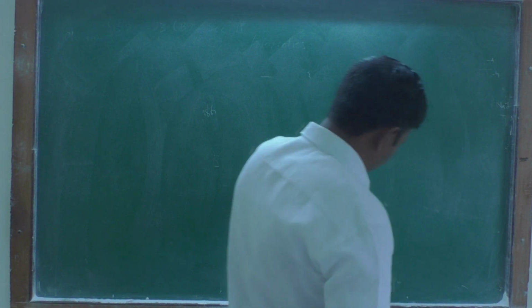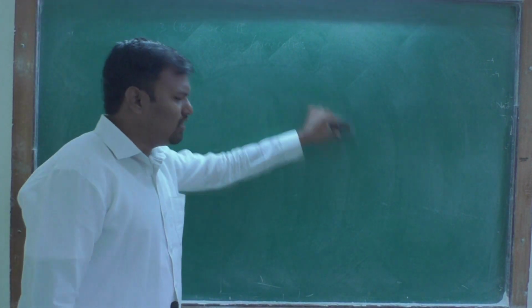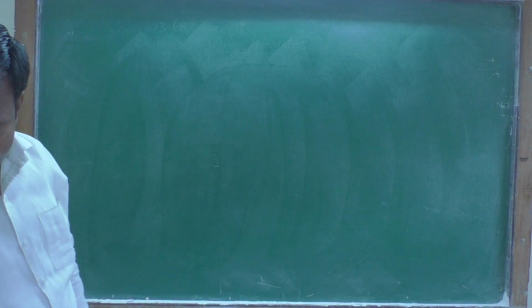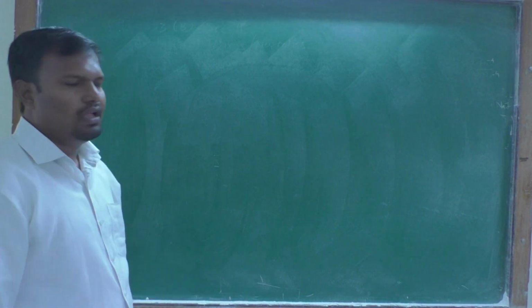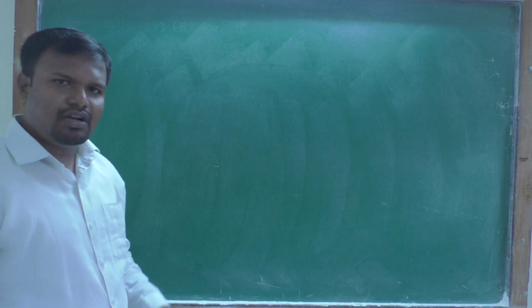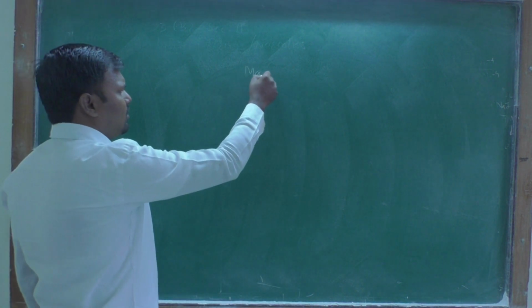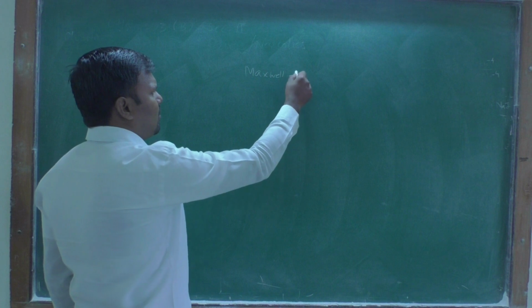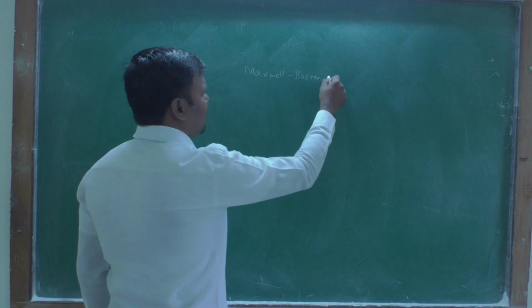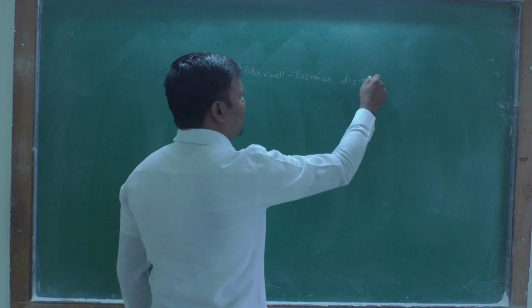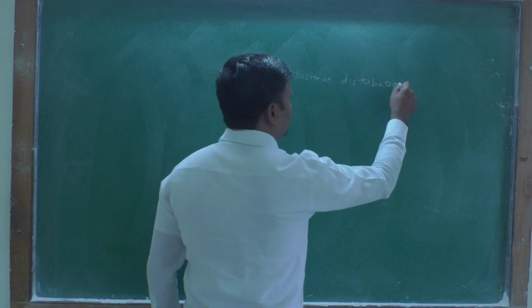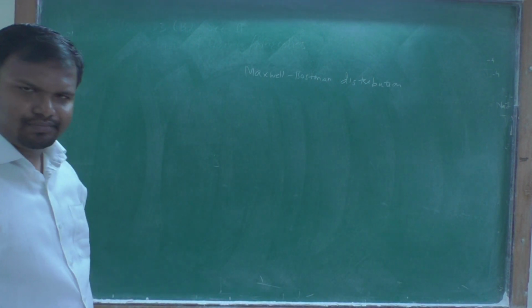Now, how to derive the Arrhenius equation? There are two methods. First is the Maxwell-Boltzmann distribution law, by using the Maxwell-Boltzmann distribution.